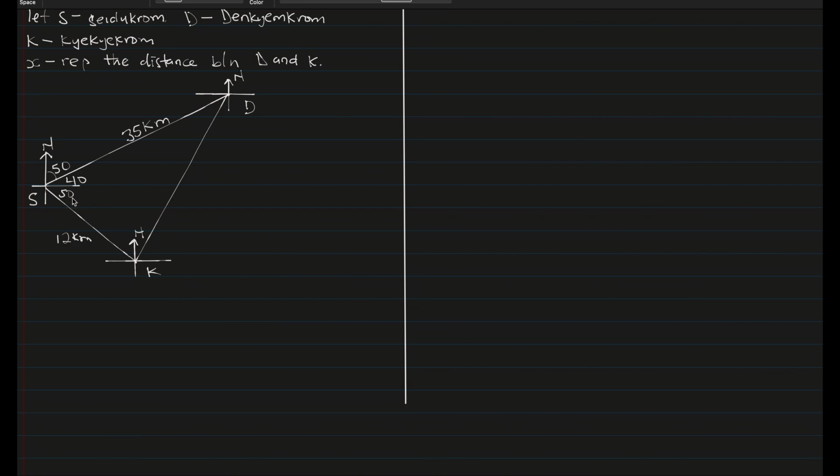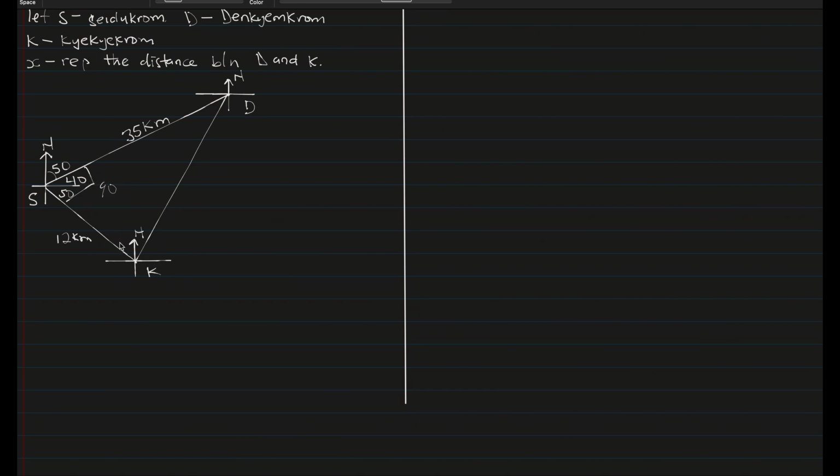Okay. Now look at it. We have an inside angle here from triangle KSD or DSK. The angle is at S. This angle is 90 degrees because 50 plus 40 is 90. So this is 90 degrees.